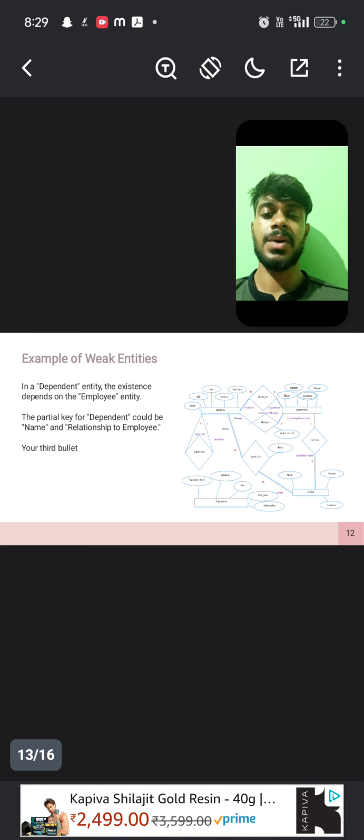Example of weak entities. In a dependent entity, the existence depends on the employee entity. The partial key for dependent could be name and relationship to employee.